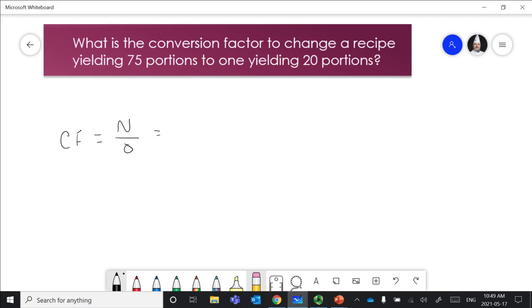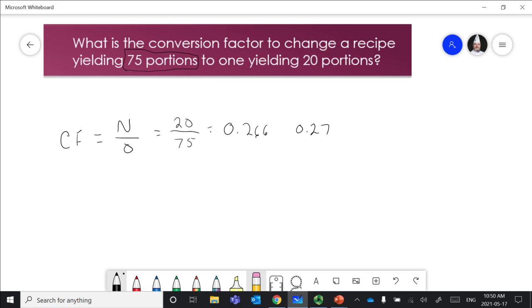So this 75 portions is the old, because the recipe is already there. It's already making 75 portions. And we want to have 20 portions, so that's the new. So 20 divided by 75 gives us a conversion factor of 0.266. And if you're rounding, you're going to get 0.27.